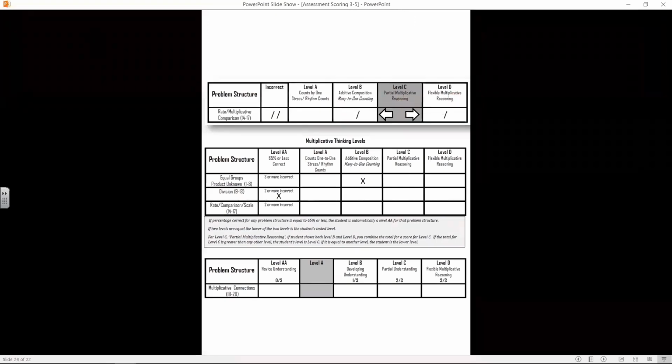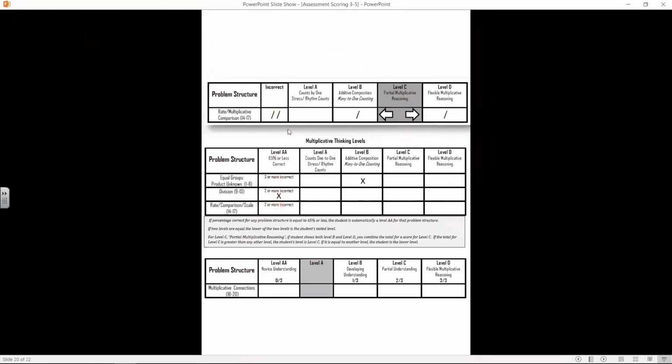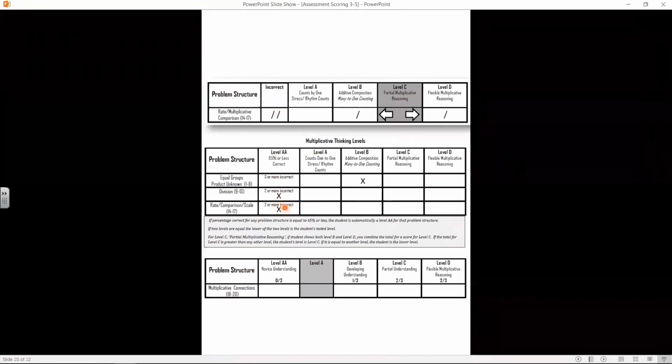Now, multiplicative comparison, again, if they get 2 or more incorrect, they automatically are this. And this is a really common score. Most of the time, kids can do okay with the rate, but when they get to the multiplicative comparison. So if they're a level AA, just realize, okay, they had the rate, we just need to work on the multiplicative comparison. Or they may have got the rate problems wrong and the multiplicative comparison ones.